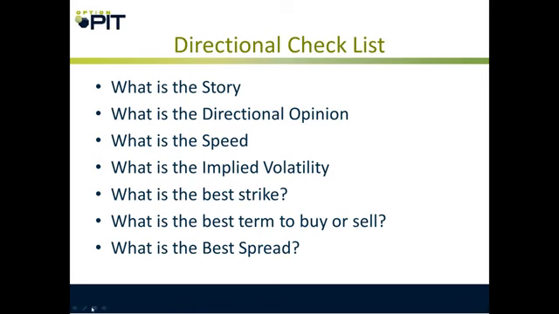So let's talk about my directional checklist. This is the checklist that you are going to use when you're building a directional trade. What is the story? Why do I believe the direction of this underlying? If you can't give me a good reason a company's going up or down, you shouldn't be trading it. I don't care if it's technical. You can give me a technical story. Technical is probably BS, but people believe in it, so it's not, right? What is my directional opinion from that story?